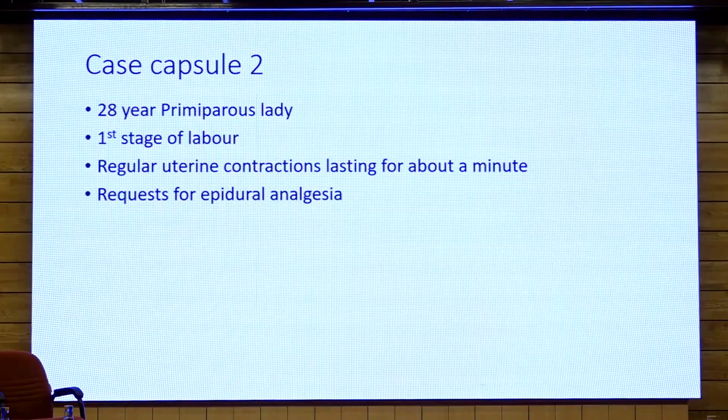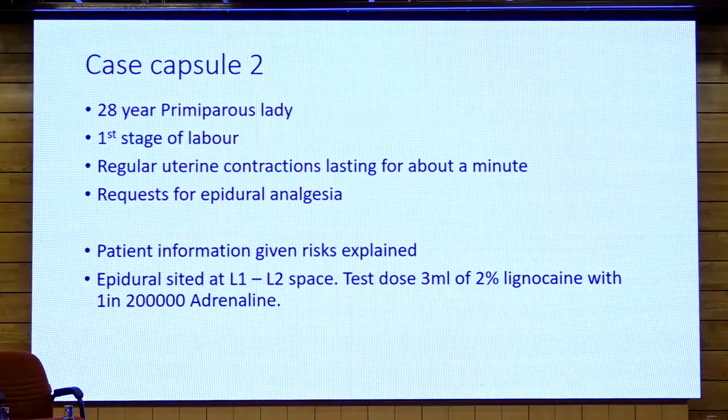The second case is a 28-year-old primigravida lady, first stage of labor, with regular uterine contractions lasting about a minute, requesting epidural analgesia. Investigations were within normal limits, patient information given, risks explained, and an epidural was sited at the L1, L2 space. A test dose was given to rule out intravascular position of the catheter.